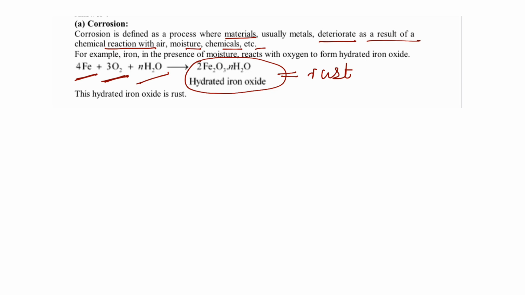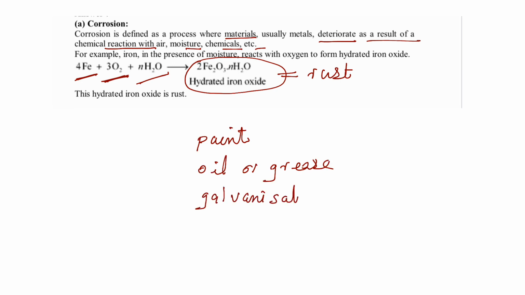Very important. And how to prevent corrosion, that you must know. You can paint the metal, you can use oil or grease, or you can use the method of galvanization. Very important. What is galvanization? Galvanization is the coating of the metal which is supposed to be protected by a highly reactive metal like zinc, and that process is known as galvanization.